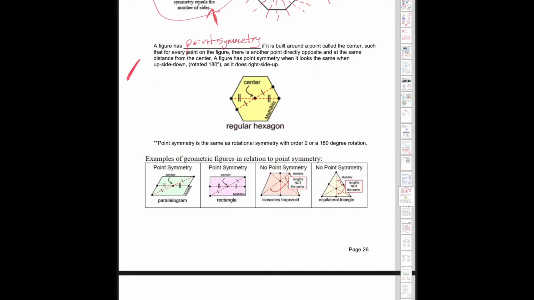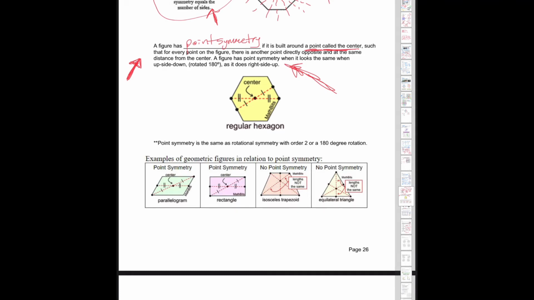So now let's take a look at a different type of symmetry called point symmetry. A figure has point symmetry if it is built around a point called the center, such that for every point on the figure, there is another point directly opposite and at the same distance from the center. A figure has point symmetry when it looks the same when upside down or rotated 180 degrees as it does right side up.